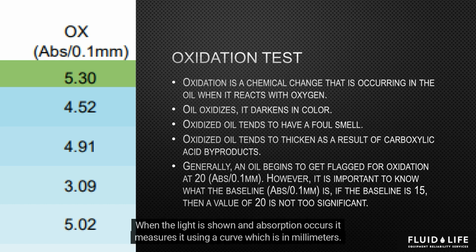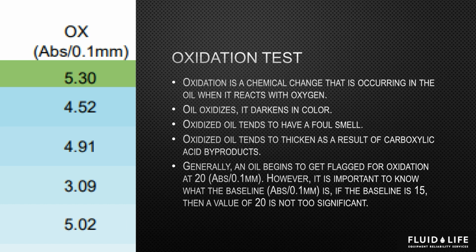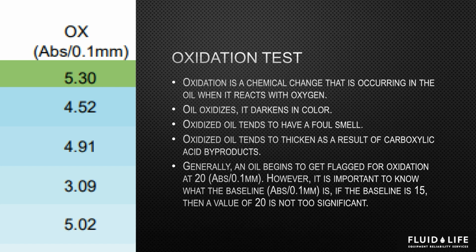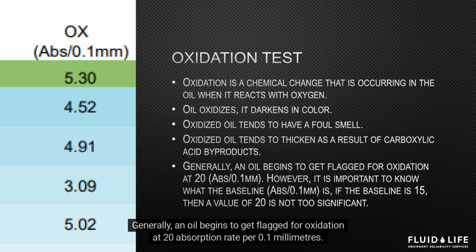When the light is shown and absorption occurs, it measures it using a curve which is in millimeters. This curve generates peaks as you would see with ruler testing. The higher the peak, or the greater the space between the baseline peak and used oil peak, the greater the oxidation of the oil. Generally, an oil begins to get flagged for oxidation at 20 absorption rate per 0.1 millimeters.